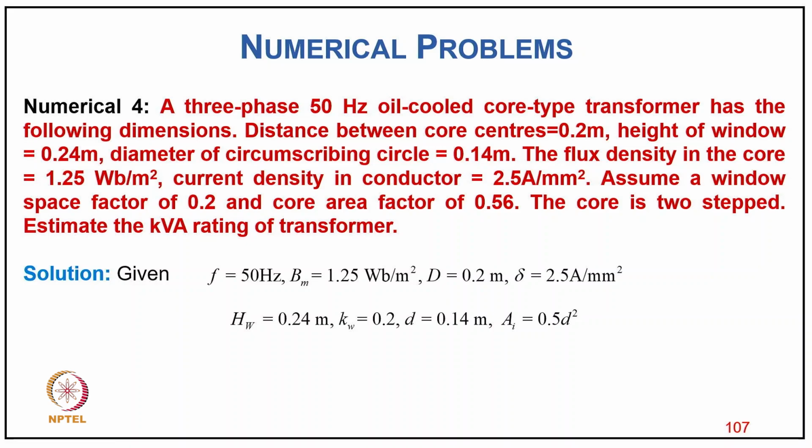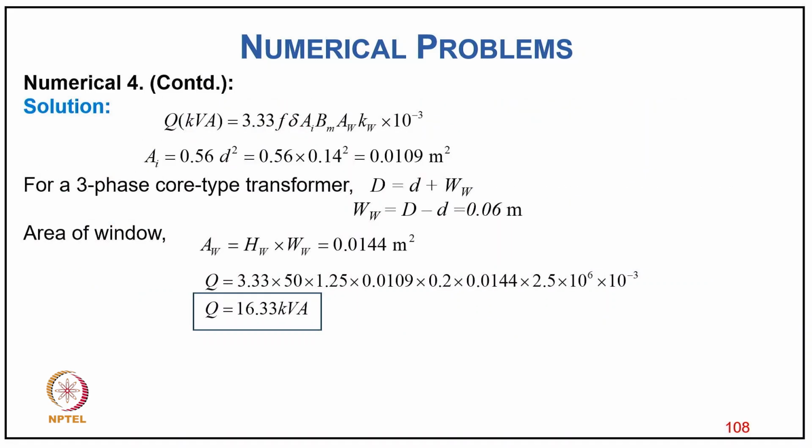Here all the parameters are given: frequency 50 Hz, Bm equal 1.25 Tesla, D equal to 0.2 meter, and sigma equal to 2.5 ampere per millimeter square, Hw equal to 0.24 meter, Kw 0.2, d equal to 0.14, and Ai 0.56 d square. So we can say Q equal to 3.33 f sigma Ai Bm Aw Kw 10 to the power minus 3, where Ai is 0.56 d square, so it comes 0.0109 meter square, and for 3-phase core type D equal to small d plus Ww, so Ww is D minus small d, that comes 0.06 meter, and Aw equal to Hw into Ww, that comes 0.0144 meter square.